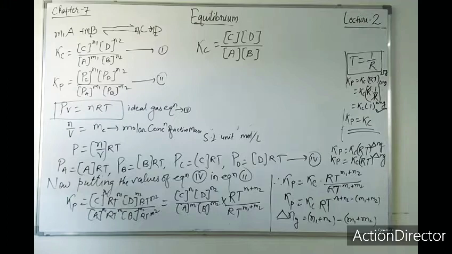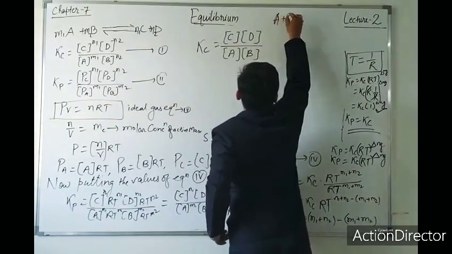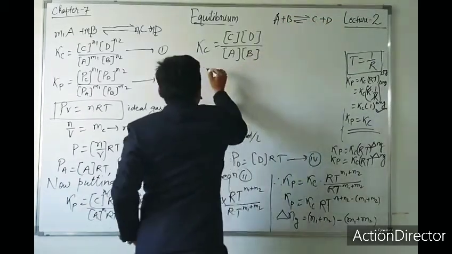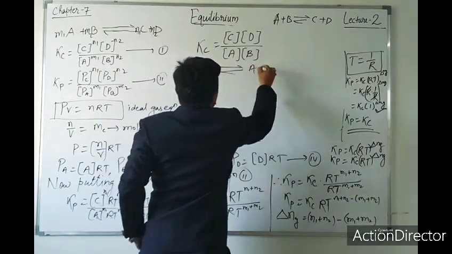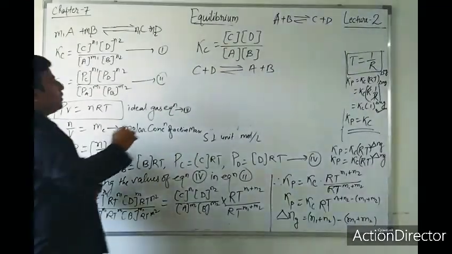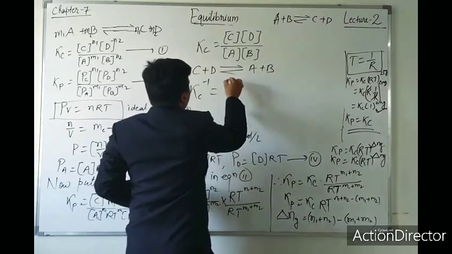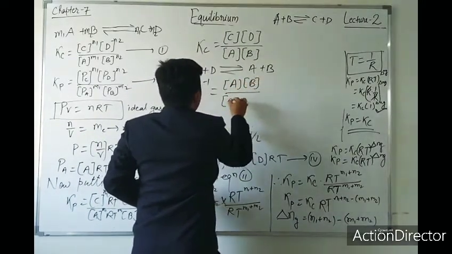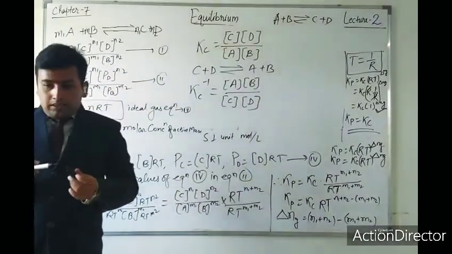Can you tell me? If the reaction is reversed, the reaction was A plus B equilibrium C plus D. And if I reverse the equation, C plus D equilibrium A plus B, then what will be the value of the equilibrium constant here? The equilibrium constant inverse is equal to concentration of A, concentration of B upon concentration of C, concentration of D. So no need to worry.